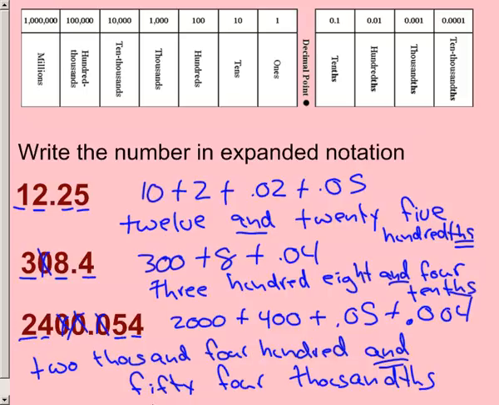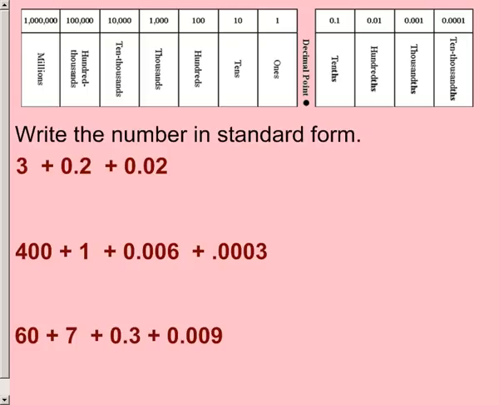2,454 thousandths. Check for that TH. Fix it if you got it wrong. All right, now we're going to go backwards. This is expanded notation. We're going to write it back in that standard form as a regular number.